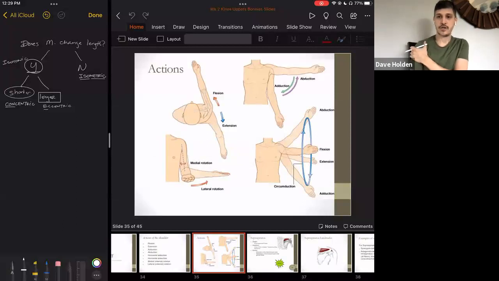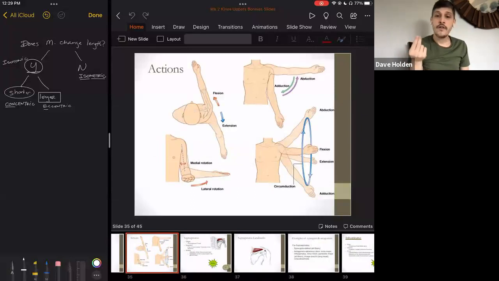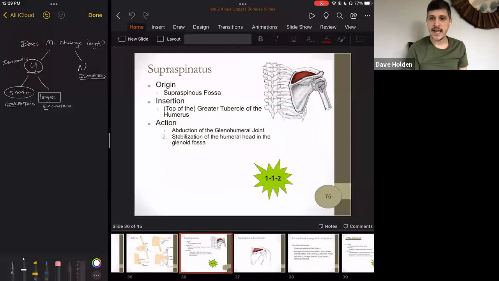We've gone through the actions of the shoulder enough at this point. We understand flexion and extension, abduction, adduction, medial and lateral rotation, and circumduction, which is like a big arm circle. It's a combination of all of those movements. The first muscle we are going to look at for today is supraspinatus.